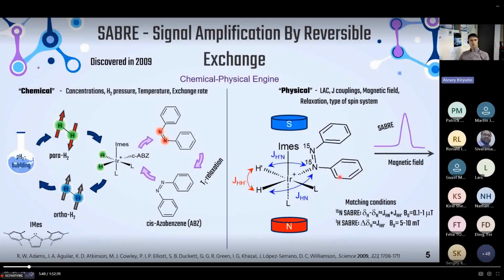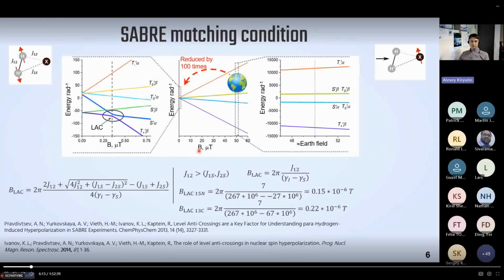For efficient heteronuclear polarization transfer, for example, nitrogen, the best field is slightly below 1 microtesla, but for proton polarization, much higher field is required, which is 5 to 10 millitesla. The advantage of this method is that with continuous parahydrogen flow by bubbling solution, for example, in the optimal magnetic field, we can achieve persistent substrate polarization.